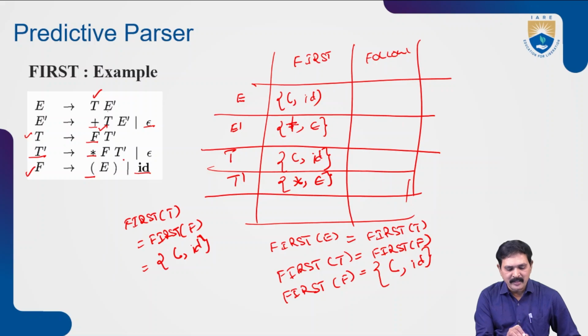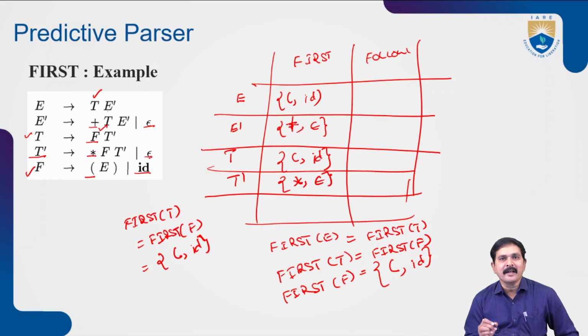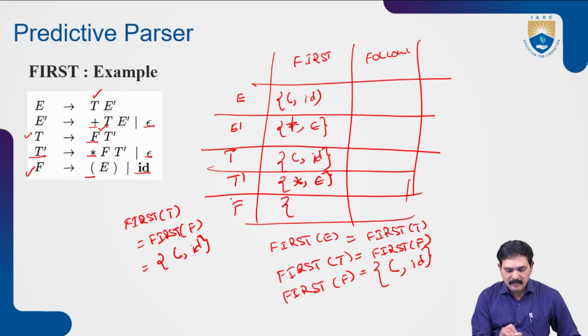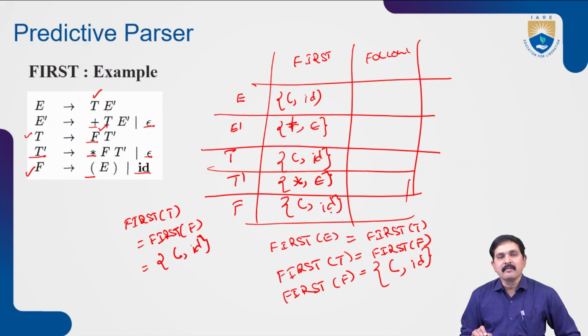T dash's first symbol is star. This is null. If it is a terminal, directly you can return. If it is a non-terminal, recursively you can apply the first algorithm on that particular non-terminal. And first of F, you know clearly, is open parenthesis and also ID. So this is a way of finding the first values of the given grammar productions. The grammar should be a non-left recursive grammar. If it is a recursive grammar, we try to eliminate that kind of recursive productions, and after that you get one final grammar that is called a non-left recursive grammar.